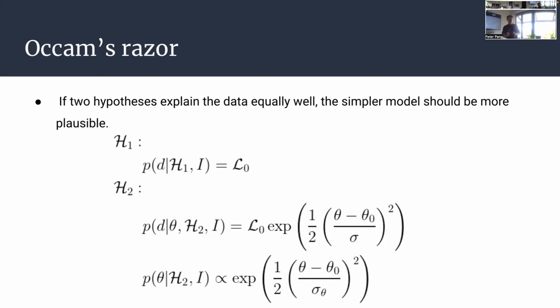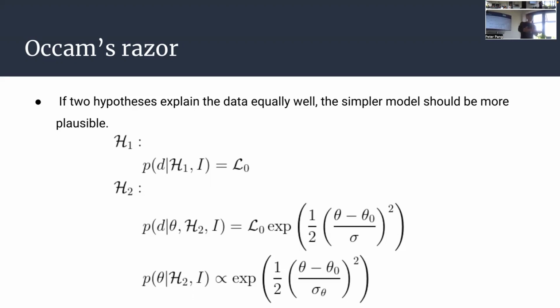But this is a bit hard to actually quantify. But with Bayesian, the good thing is it can automatically quantify it for you. So here is a very simple example. First, let's say there are two different models, two different hypotheses. The first one, hypothesis 1, is basically the simplest model you can find, with no free parameters.